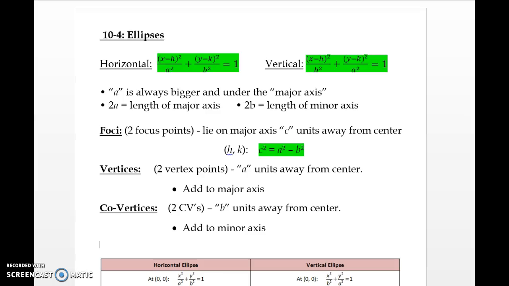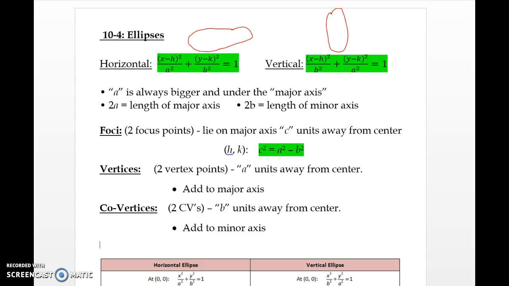Okay, so we're going to talk about ellipses today, section 4 from chapter 10. Just like with parabolas, you can have a horizontal ellipse or a vertical ellipse. An ellipse is like an oval. The technical term would be an ellipse. If it's horizontal, it's going to be bigger horizontally. And if it's vertical, it'll be bigger vertically.